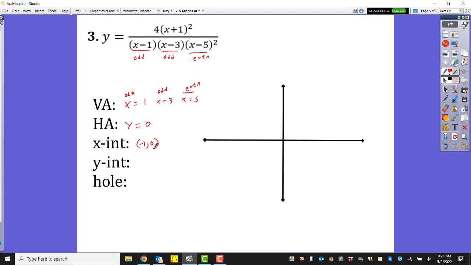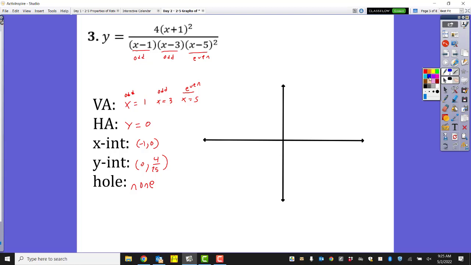Y-intercept, we're going to plug in 0 to everything. This one's going to be a little more involved. So we have 0 comma, and that's 4 on top. Negative 1 times negative 3 is positive 3 times 25. That's going to be 75, so 4 over 75, if I did my math correct there. 4 over 75. Really ugly y-intercept, but we're just estimating. And there's no hole because nothing cancels out. So none on the holes.